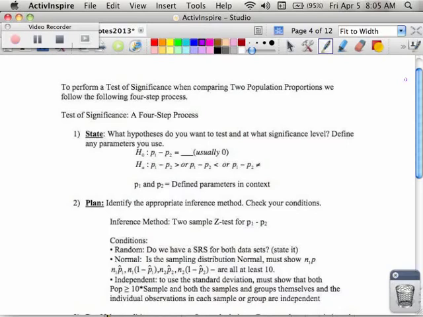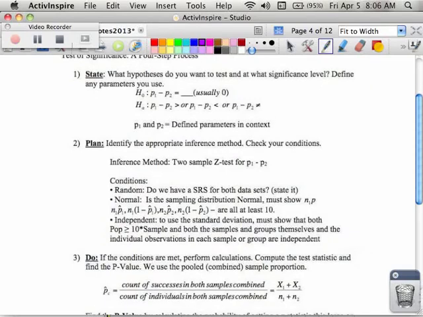So when they talk about a test of significance, you're not doing the 95%, 90% thing. When they talk about confidence interval, you are. So in this one, the process is very similar as usual. You're going to state the null hypothesis and the alternative hypothesis. We just spent a few days doing this in chapter 9. Except this time, you're going to take the difference. You're going to subtract those two proportions. And then you're going to define your P1 and P2 just like we just did.